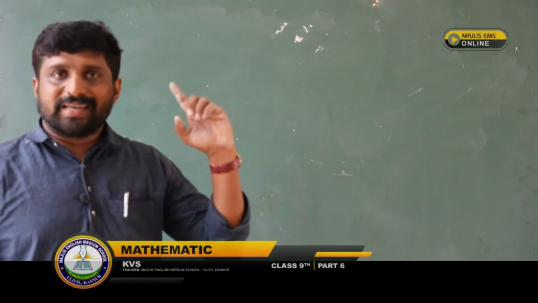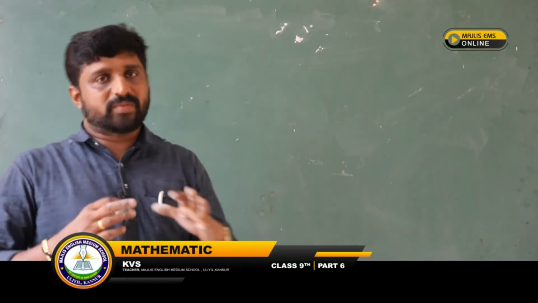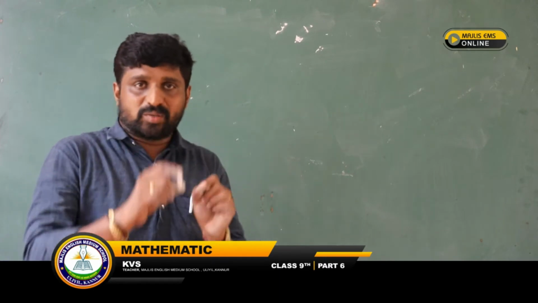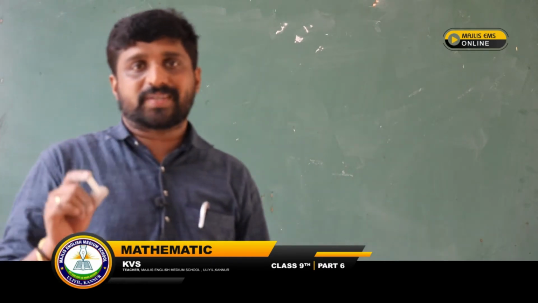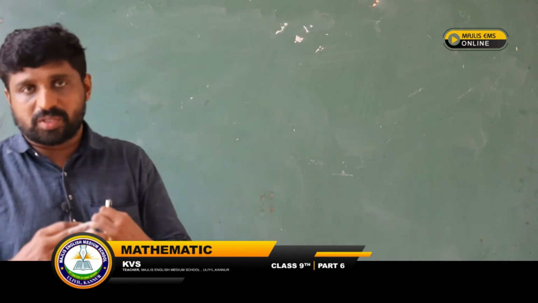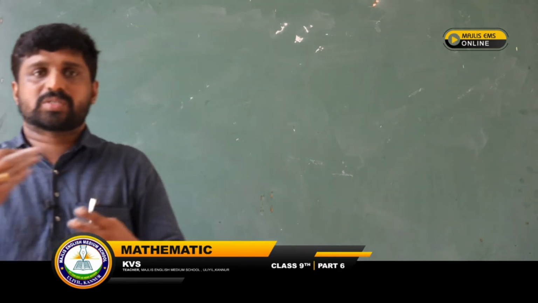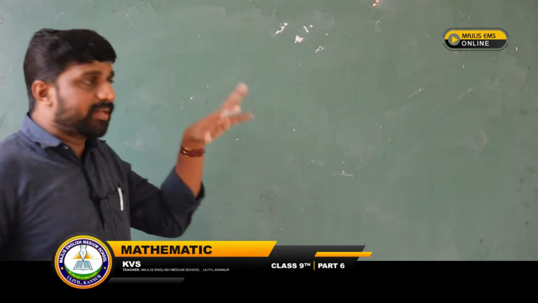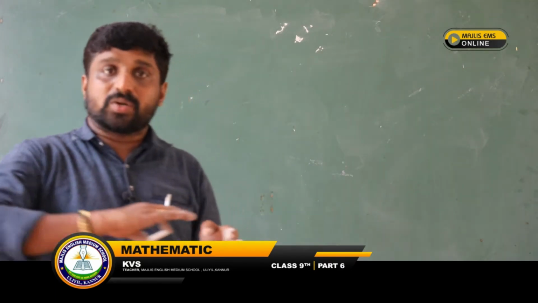We will discuss irrational numbers. You already know what irrational numbers are: the square root of a non-perfect square number is known as irrational, like root 2, root 3, root 5, root 6, root 7, like that. In this session we will discuss how to locate these numbers on the number line.